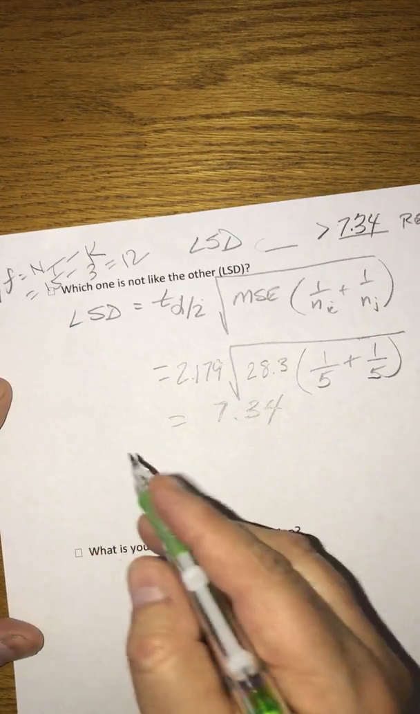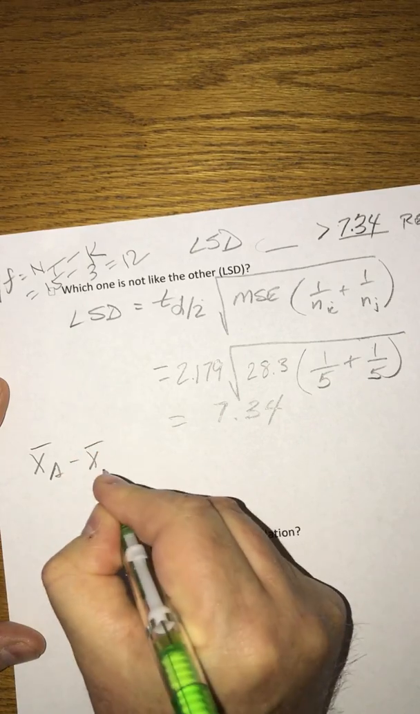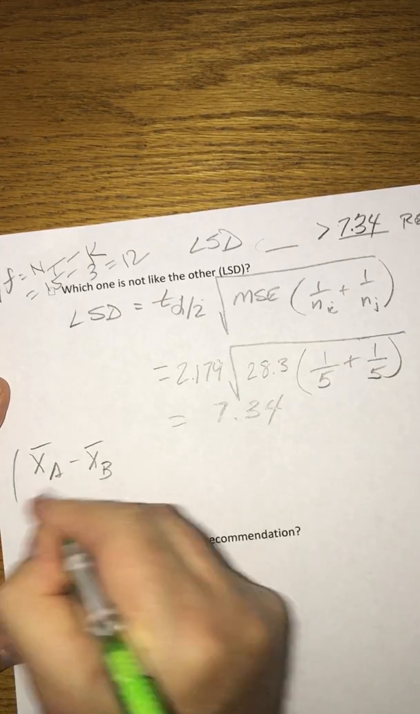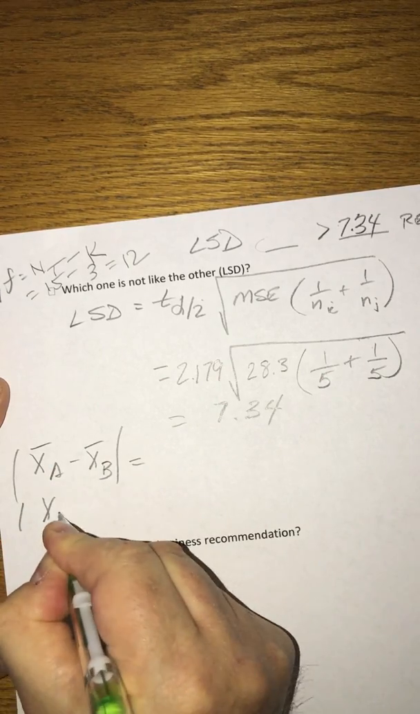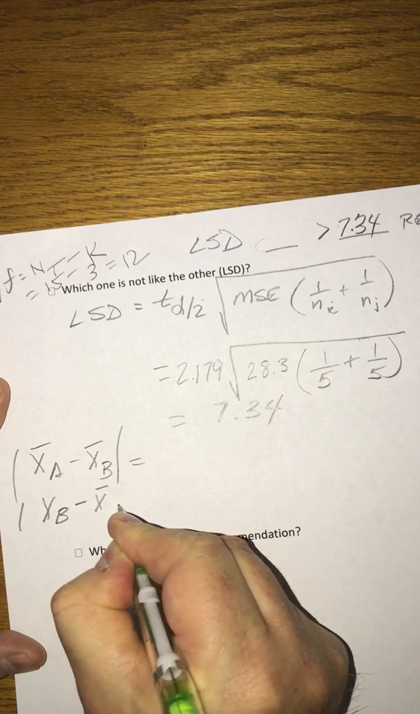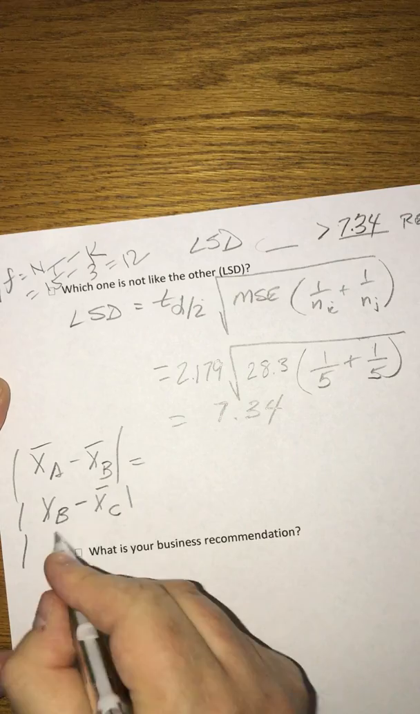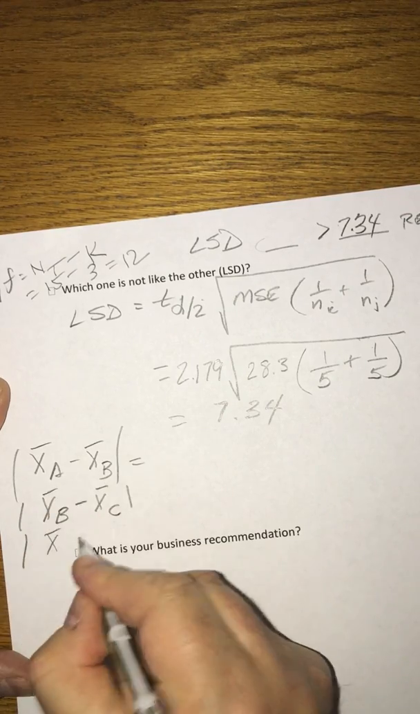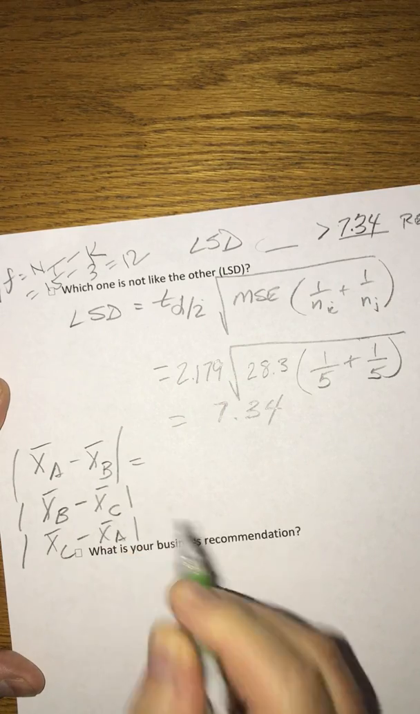The 3 matchings I'm going to take a look at are x bar sub A minus x bar sub B. And these are absolute values, so it really doesn't matter what order you put these in. X bar sub B minus x bar sub C. And then we're going to look at x bar sub C minus x bar sub A.